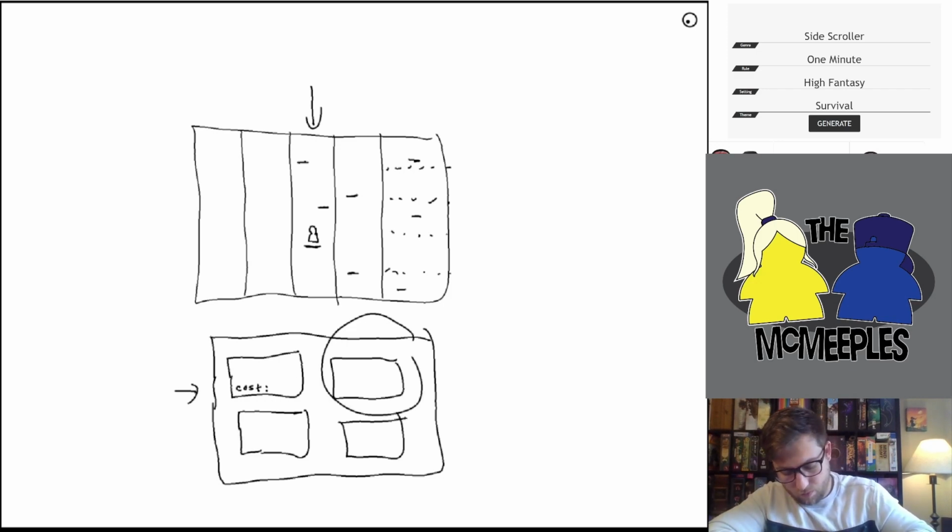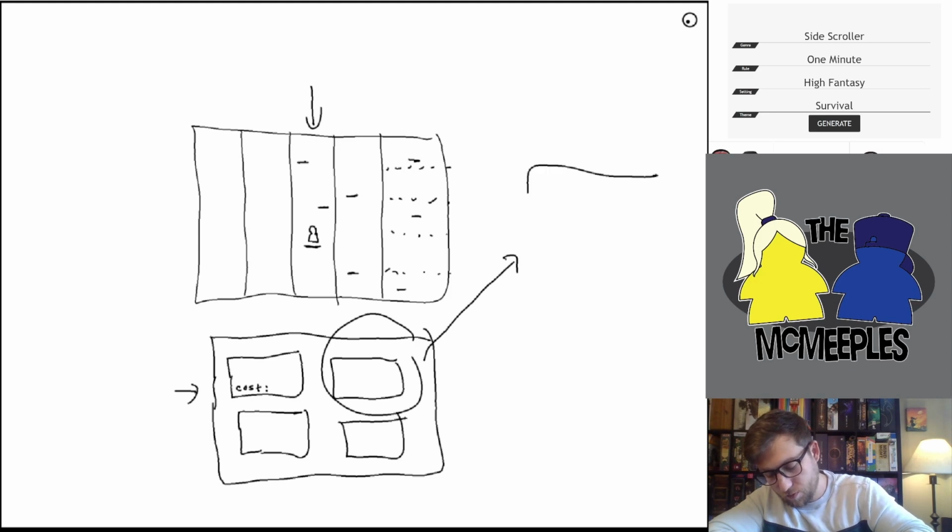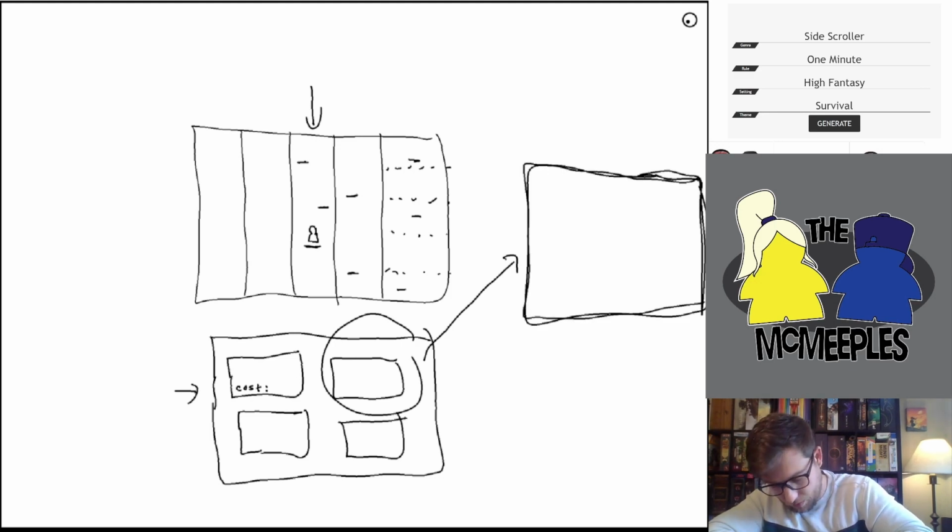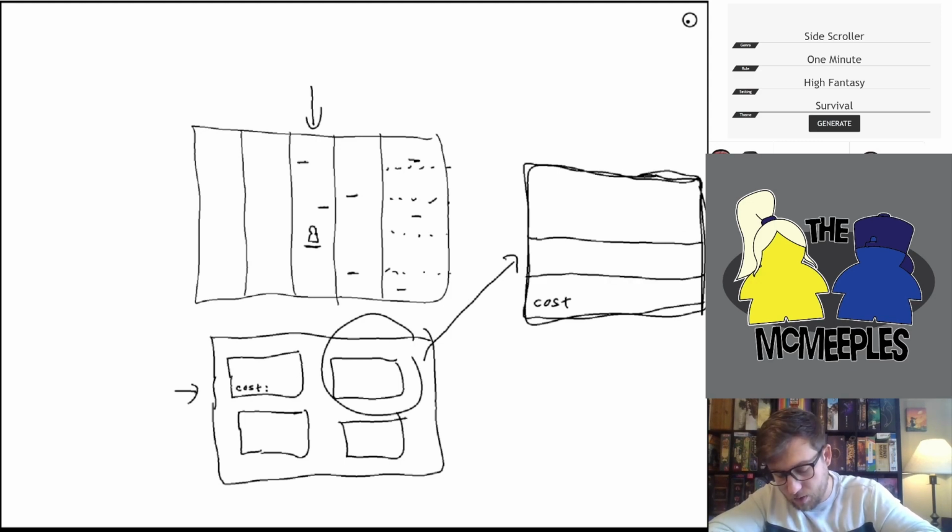We'll do a zoomed in view of what one of these tiles might look like. So you have the cost to perform it down here. This has some sort of movement ability and then an expending ability. So this would just be a directional move that you could perform, and that might be it.